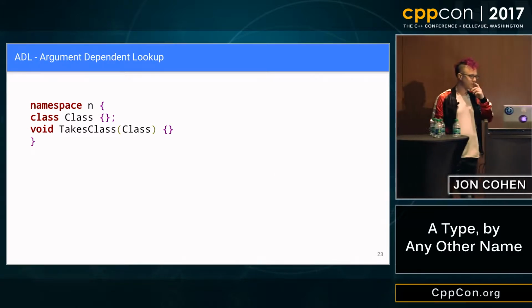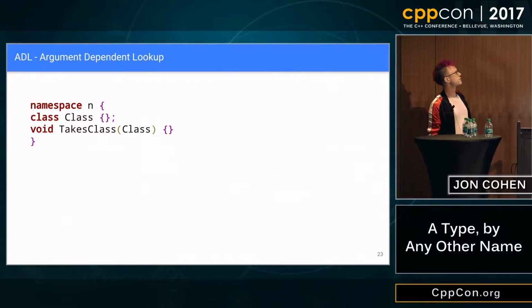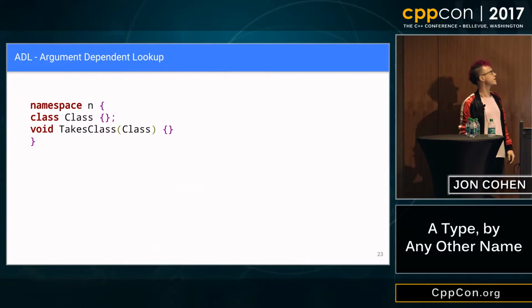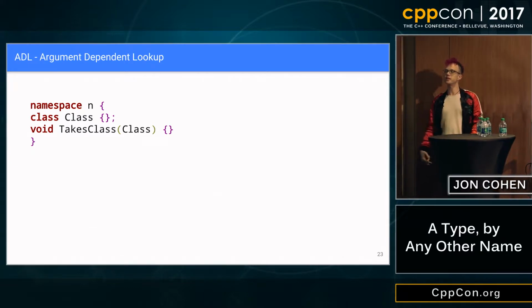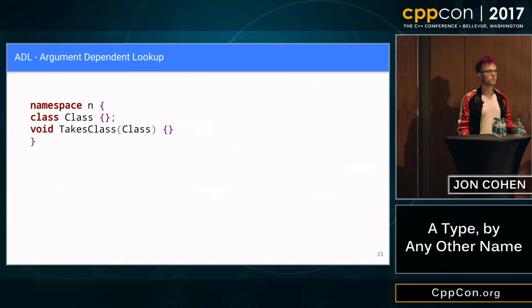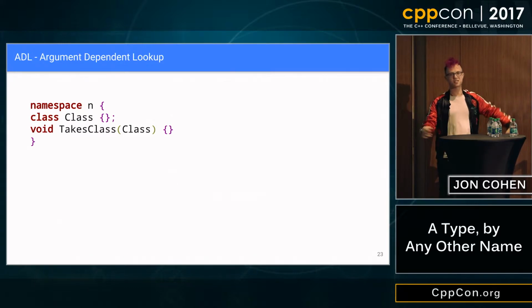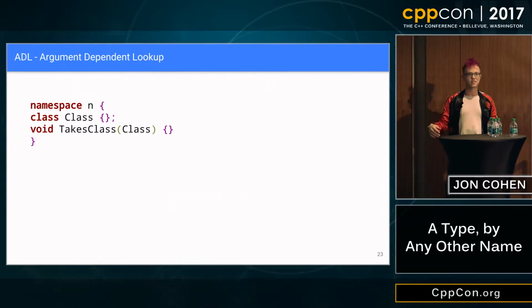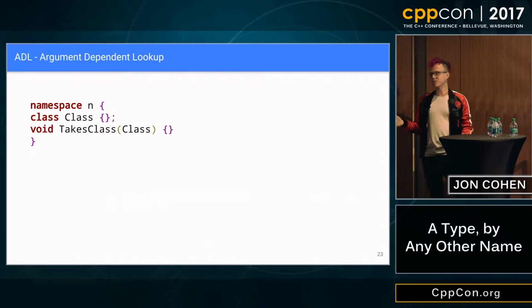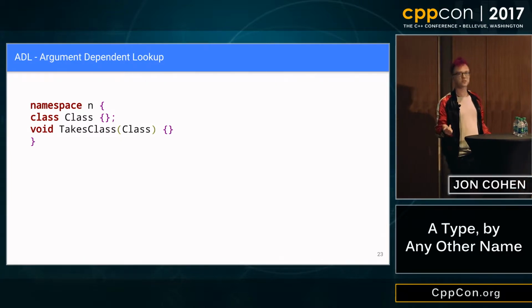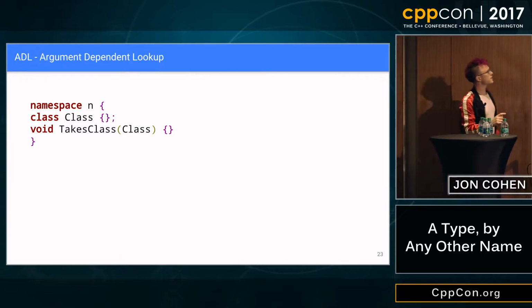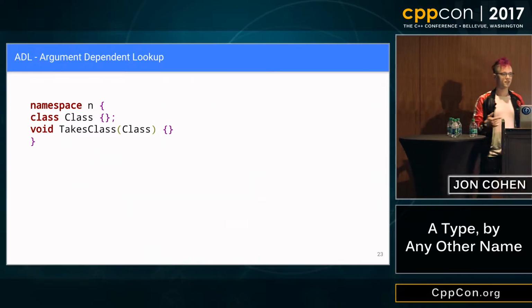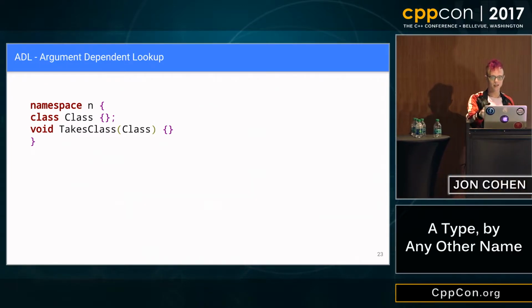So here's the situation. We have a type called class, and we have a function which takes a class named, very creatively, takes class. Every type, when you're looking at class, has associated namespaces to it in C++. What are the associated namespaces for class? Someone shout it out. N and the global namespace. The global namespace is also an associated namespace for this, which is going to be important later. But the point is that takes class is in an associated namespace to class, namely N.